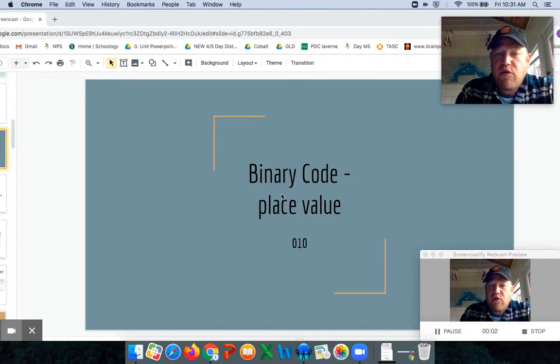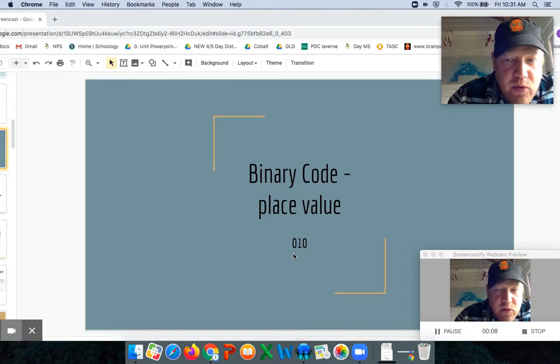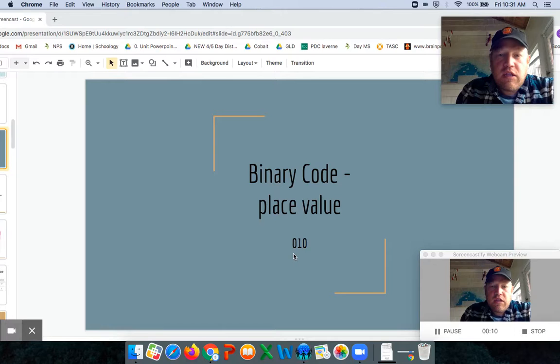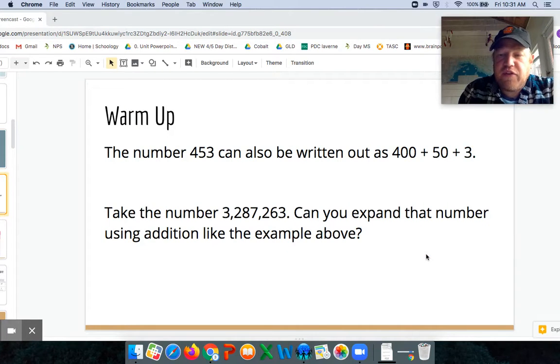Okay, here we are with binary code place value. This is part 2. As you can see, I've put my thinking cap on. You might want to get yours too. So let's go back to our numbers. Let's think about some basic stuff that you've known for a long time.